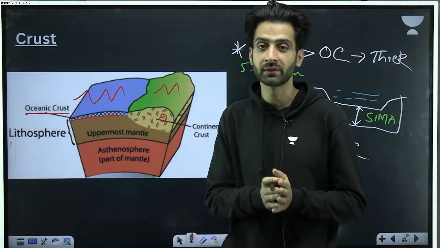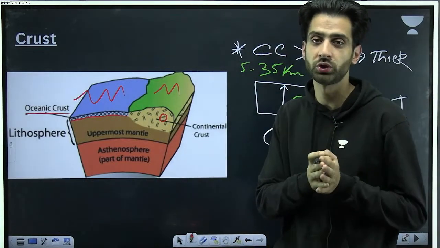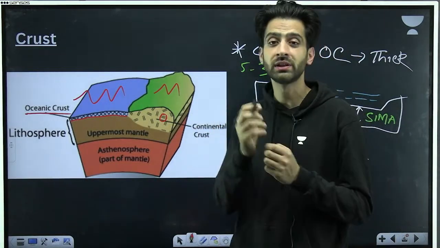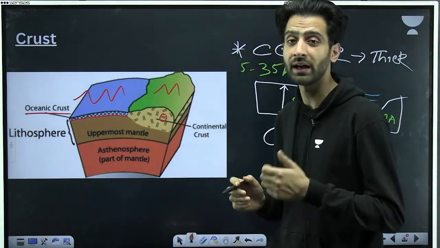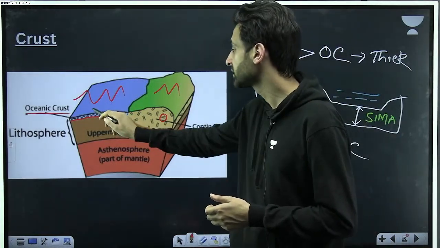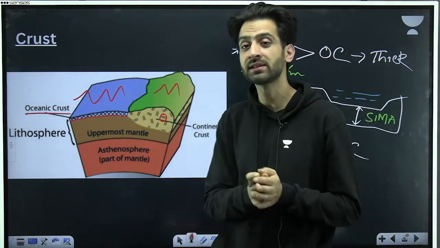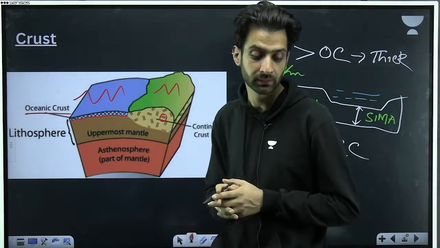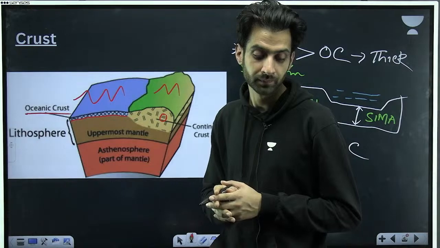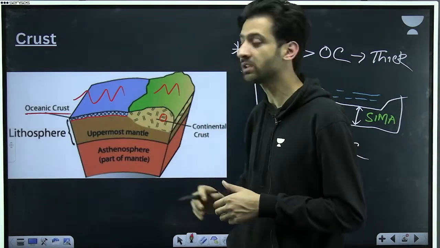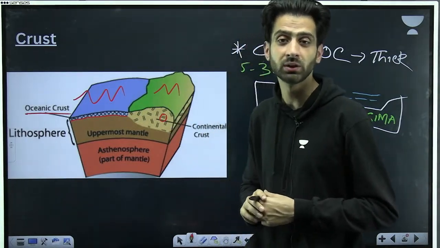So you understood the difference between the continental crust and the oceanic crust. The minerals: silicon and aluminium, and silicon and magnesium. So this is Sima and this is Sial. You understood the thickness, and the density: which is more dense, the oceanic crust or the continental crust? Okay, the oceanic crust is more dense as compared to the continental crust.